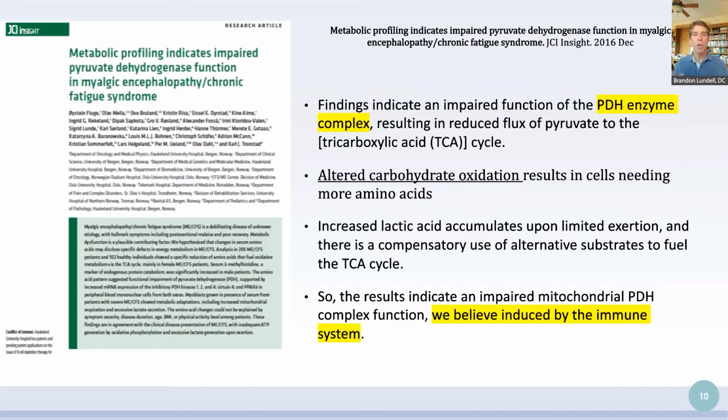So it's this altered carbohydrate oxidation. We see that it is an autoimmune condition, and if we approach it as an autoimmune condition, then we can look at the autoimmune triad: the genetics, the leaky gut, and the environmental factors. Next slide.